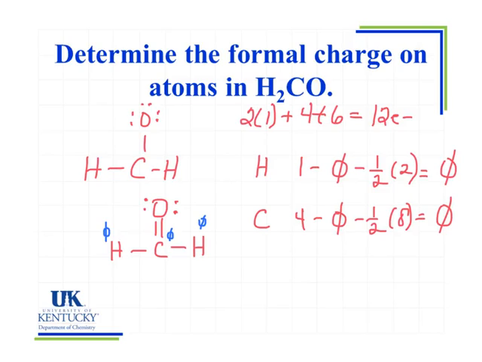Now we can look at the oxygen atom, and we see that oxygen has 6 electrons assigned to it in an isolated atom. We subtract off the number of non-bonding electrons assigned to it in the structure, which in this case is 4 because we have 2 pairs of non-bonding electrons, minus half of our bonding electrons, so we have 4 bonding, and I also get a formal charge of 0.